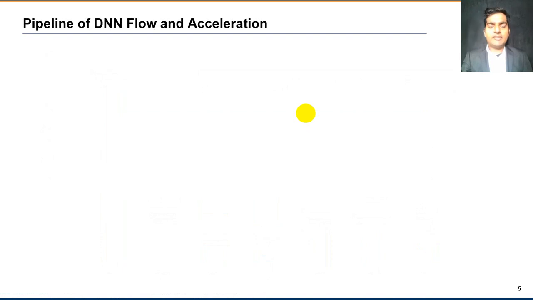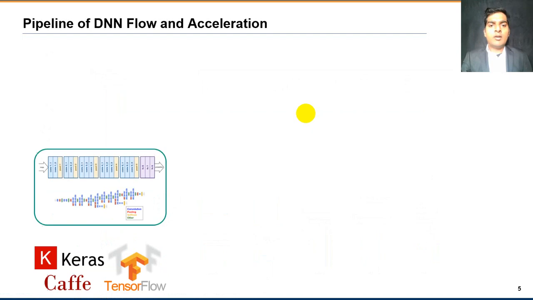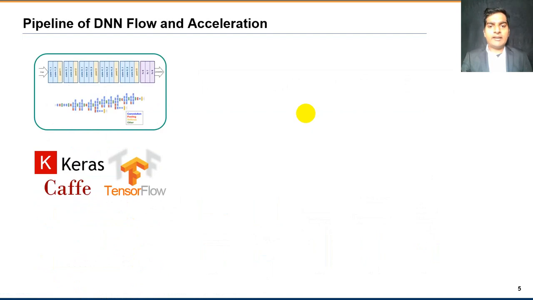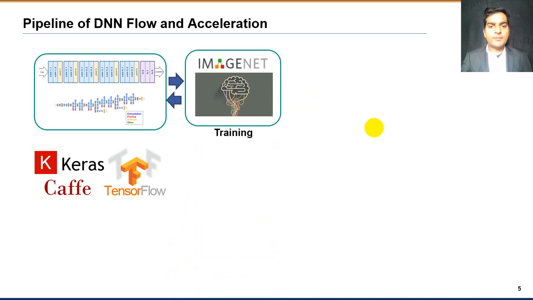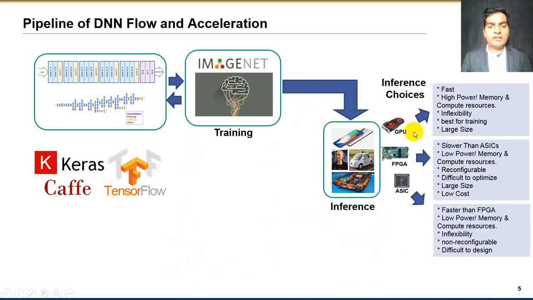There are three main stages of DNN acceleration: model creation using popular libraries such as TensorFlow, Caffe, Keras, etc. Training on related datasets. For the inference, we have many choices depending upon the availability and conditions of our application. There is growing interest towards carrying out the inference on resource constrained edge devices.